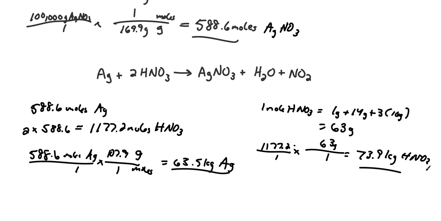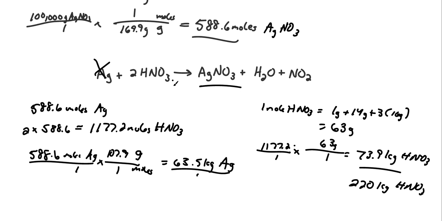Now what they'll do in real life then is they'll say, well, silver is expensive. We'll get our 63.5 kilograms of silver. But nitric acid is not that expensive. Let's almost triple it. Let's use 200 or 220 kilograms of nitric acid. And so they'll combine that. The silver will be used up. Once the silver is used up, the reaction stops, and so you got all your silver nitrate.